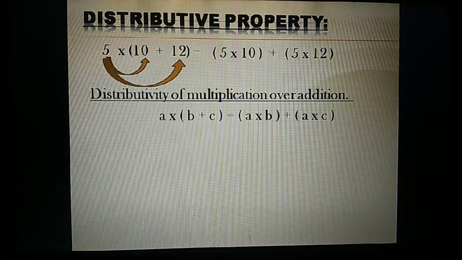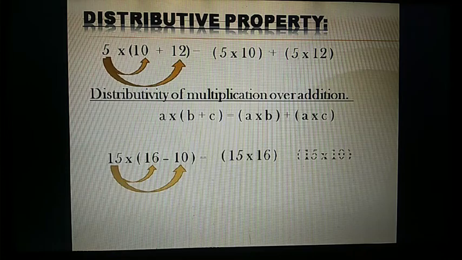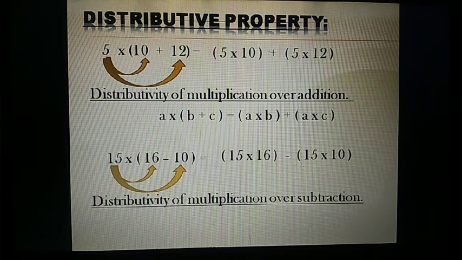Moving to the next property, here in place of the addition sign we are using subtraction. Again, the concept will remain the same. We are supposed to multiply 15 here to both the terms inside the bracket, one by one. Now this is known as distributivity of multiplication over subtraction.